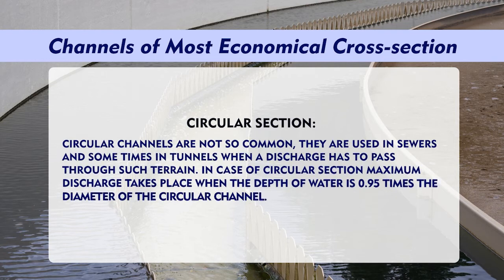Circular sections are not so common. They are used in sewers and sometimes in tunnels when a discharge has to pass through such terrain. In case of a circular section, maximum discharge takes place when the depth of water is 0.95 times the diameter of the circular channel. Here are a few examples based on these calculations.